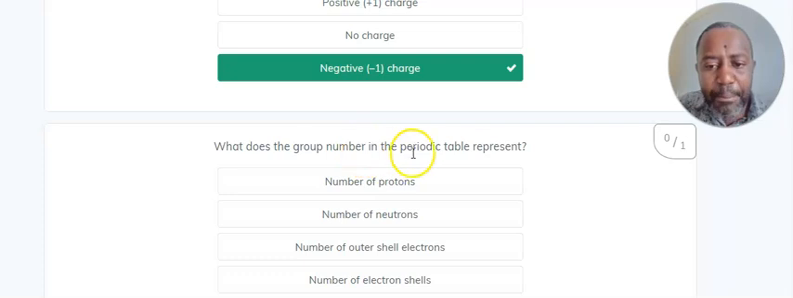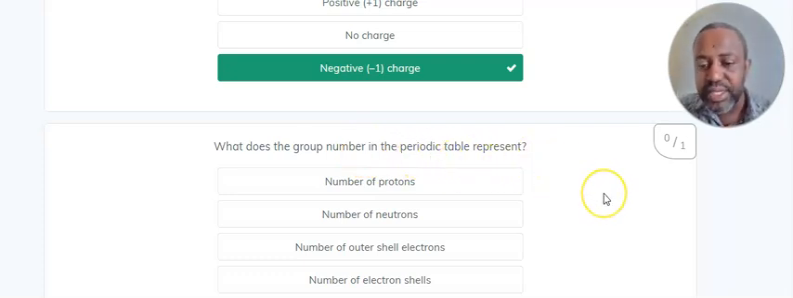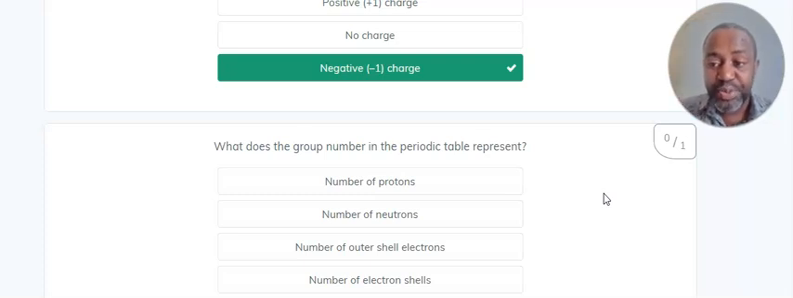What does the group number in the periodic table represent? Now, for you to answer this question, you need, of course, to remember that the periodic table is arranged in groups and in periods. Groups are also known as columns. And this group number runs from group number 1 all the way to group number 18. But sometimes they say group 1 all the way to group 8 because between group 2 and group 3, we have some transition elements there.